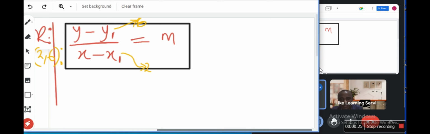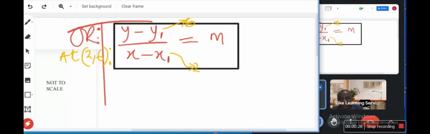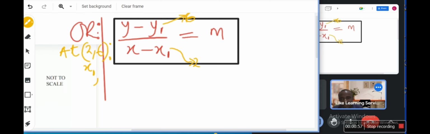Read out the equation. Can you read out the equation? Y minus y1 over x minus x1 is equal to m. The y1 and the x1 are the coordinates.